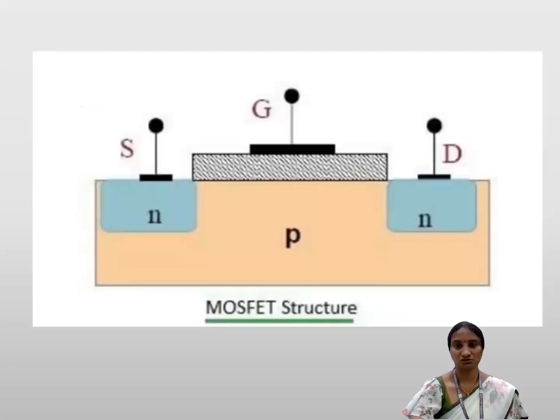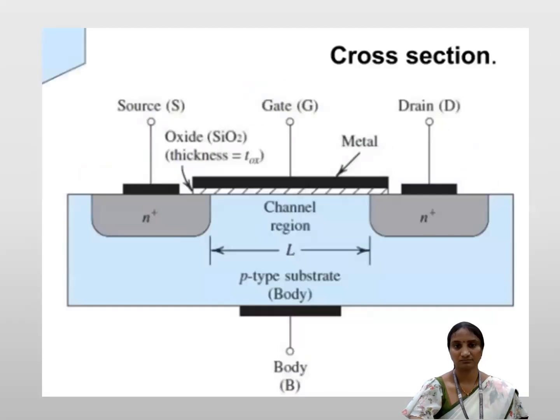So this is the structure of the MOSFET. In this, we can observe the source terminal, drain terminal, and the gate terminal. The cross-sectional view of the MOSFET: we have a source, gate, and a drain terminal.